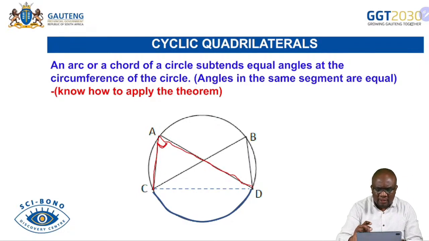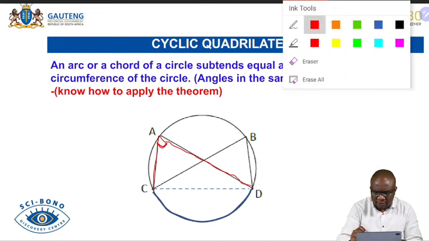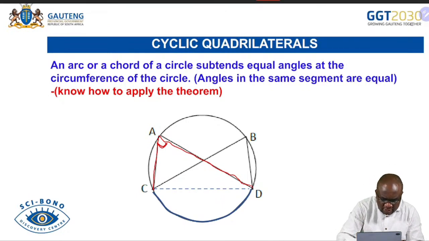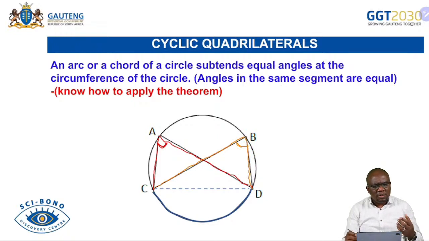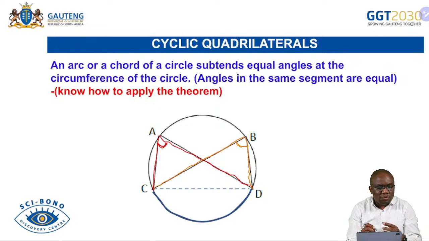Okay. And then let me draw another one. There's another one. This one. You see that? It is also subtended at the circumference by the same chord or the same arc. Now, these two angles, A and B, are equal. That's what we talked about in the previous slide.